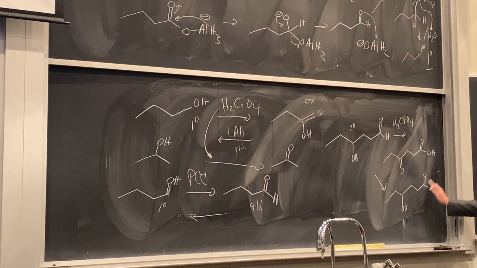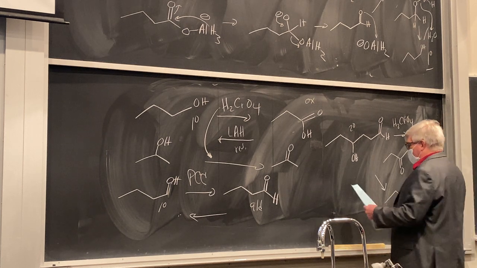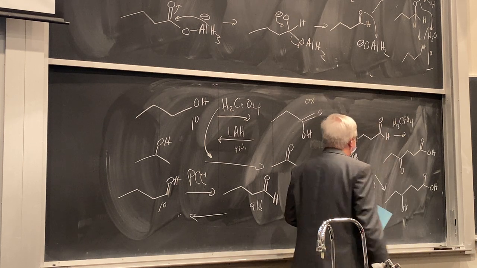Now this reaction I'm going to show you is the new one in this chapter. All these others are actually stuff we've already covered, now adding in the LAH reaction. What if we want to chemoselectively oxidize the aldehyde to the carboxylic acid and leave behind the alcohol here? Well, we can do that. It's a reagent called silver oxide.